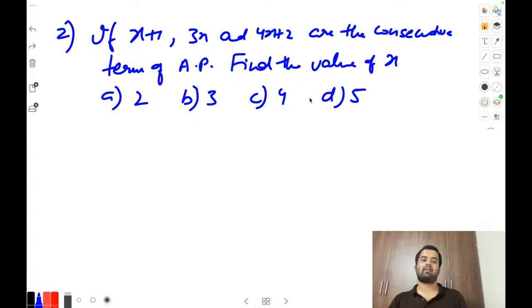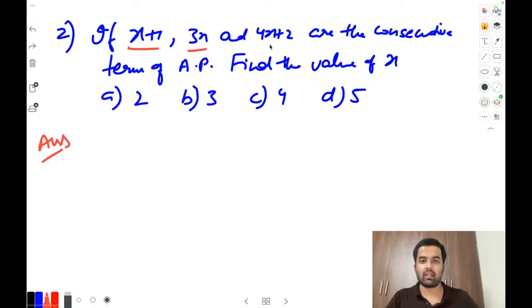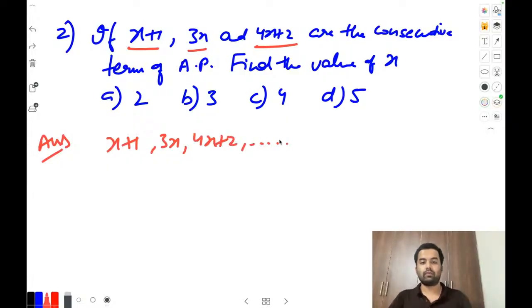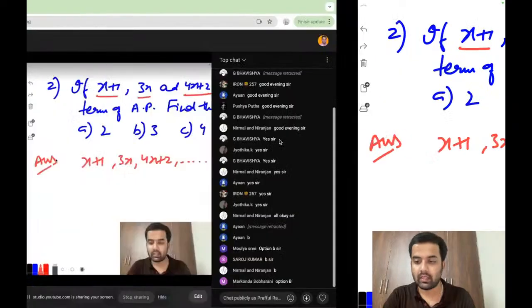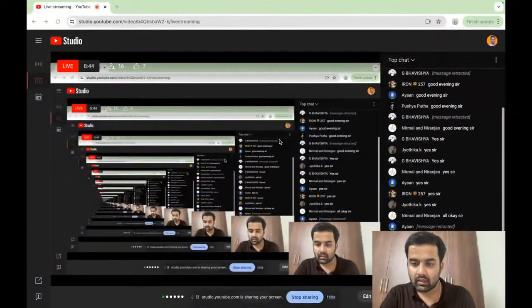Now, figure out the answers. What will be the value of x here? Check this out. And let me know the answer, what you will do here. First number is this, second number is this, third number is this, which means AP is like this. How you will figure out the answer, let me know. How to figure out the x value. Let me check, anybody have answer?